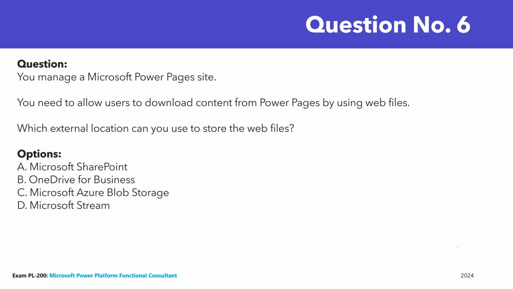Question. You manage a Microsoft Power Pages site. You need to allow users to download content from Power Pages by using web files. Which external location can you use to store the web files? Options. A. Microsoft SharePoint. B. OneDrive for Business. C. Microsoft Azure Blob Storage. D. Microsoft Stream.